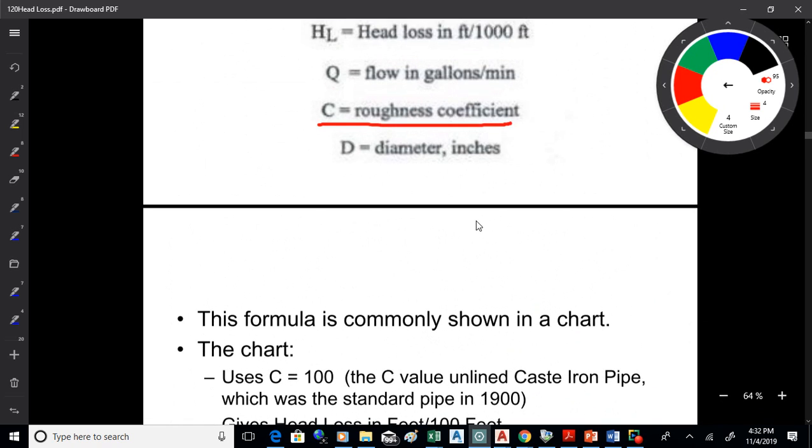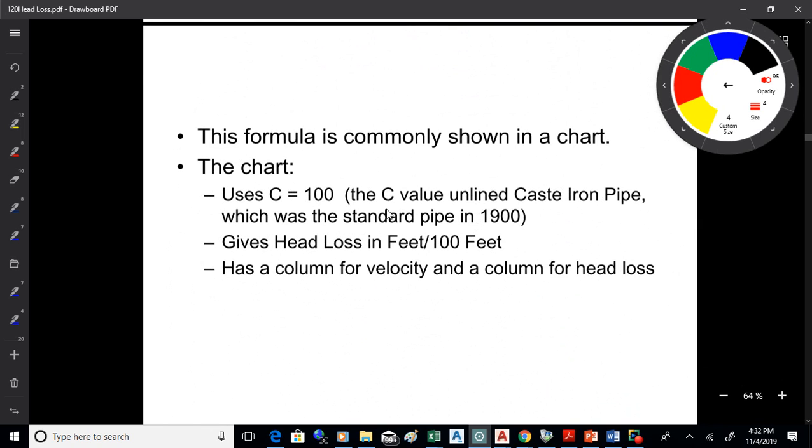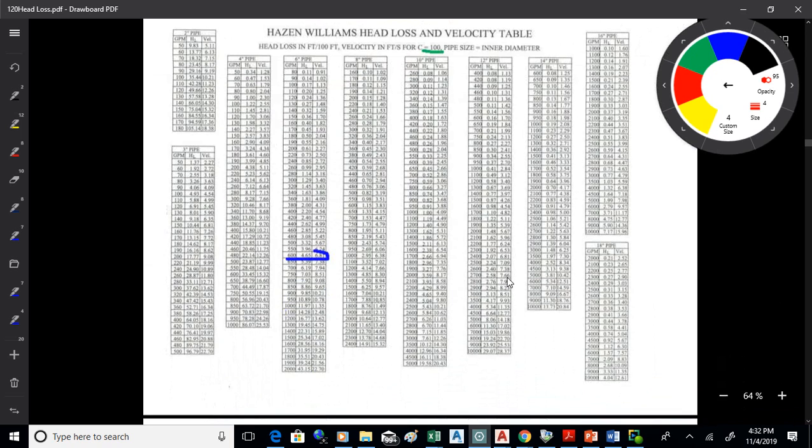Okay, so the formula is commonly shown on a chart. The chart uses C100, which is the C value for unlined cast iron, which was kind of the standard pipe when they did all this research. So that's kind of their reference number. The chart gives head loss in feet per 100 feet, so keep that in mind. It also has a column for velocity as well as head loss. So we use these charts quite a bit to find head loss when we're doing it by hand.